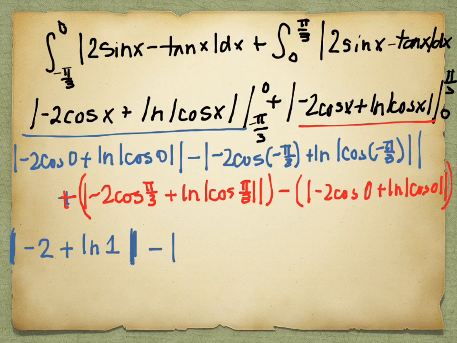Minus, what is the cosine of negative pi thirds? Somebody said it. I think somebody said it. Say it louder, Stephen. It's 1/2. Yeah, it is. It's 1/2. So I have this negative 2 times 1/2, and then plus the natural log of 1/2. Okay, so that's all the part in blue.